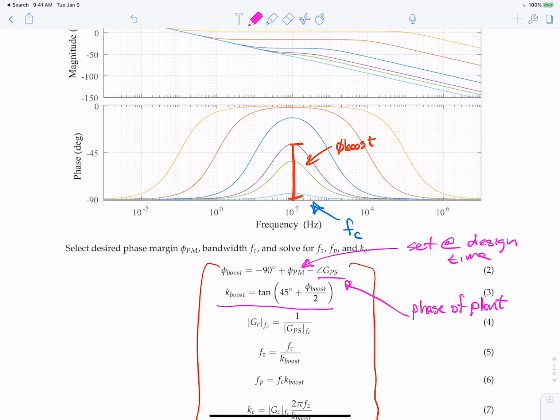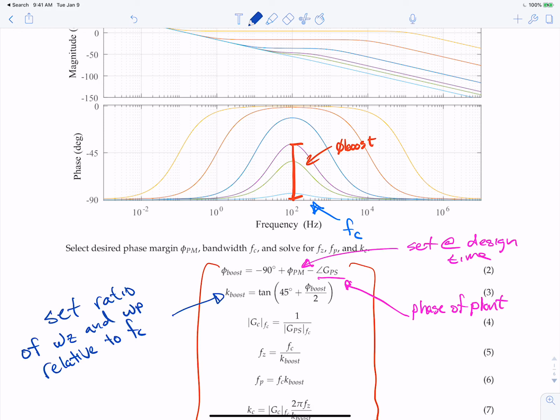The next thing you'll get is K boost. This looks like a completely arbitrary equation, but what this sets is how far apart the pole and zero are from the crossover frequency. So FC is going to be our bandwidth or crossover frequency. This sets the ratio between those two because the pole and zero are basically going to be centered at FC. And how much are they centered by? It's this ratio. Okay? All right.